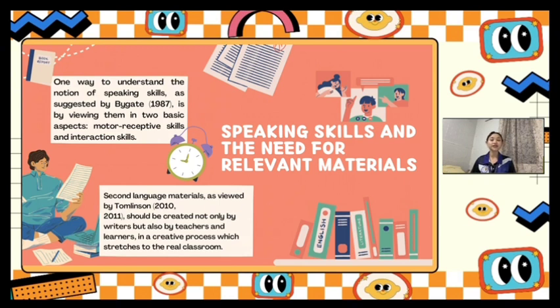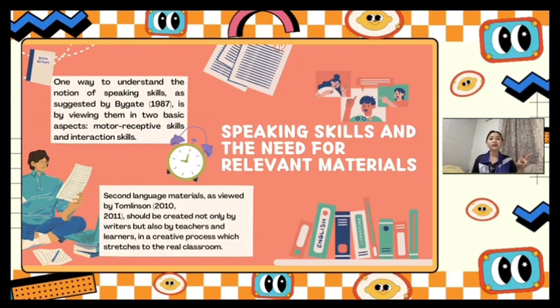So it categorizes speaking skills into two main aspects. The first one is motor receptive skills. When we say motor receptive skills, this involves mastering the sounds and structures of a language. This aspect focuses on the ability to produce sounds, words, and grammatical structures correctly, regardless of the context. So it is more about the physical and the cognitive ability to articulate language accurately.